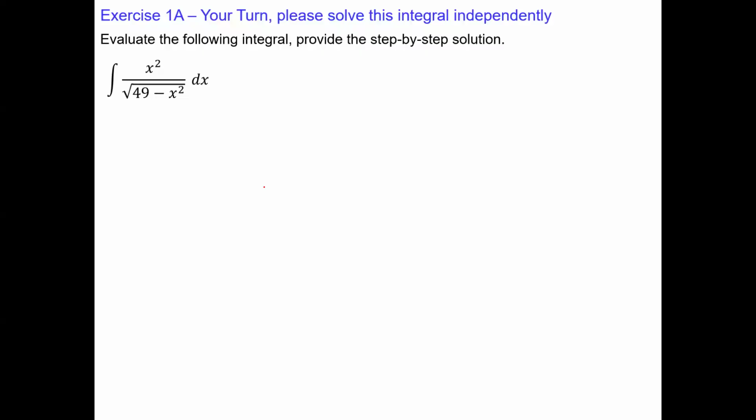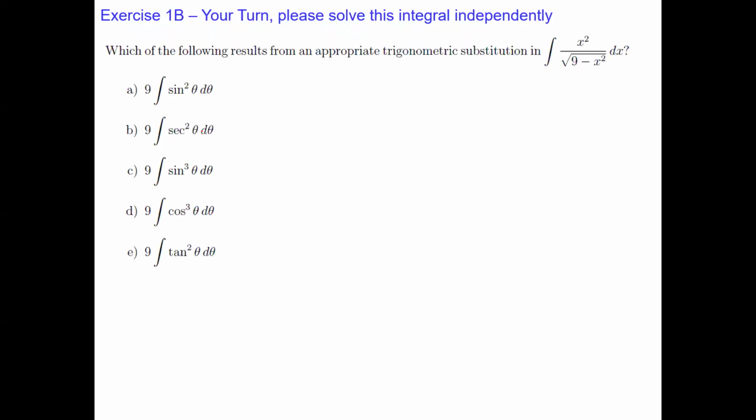Now I have the exercise for you. That's your turn, exactly the same way, but what you will do, the trigonometric substitution, we can see 49 minus x squared, 7 sine theta. And then find dx and start from there. Okay, I will leave it for you. You can check the solution in the notes.